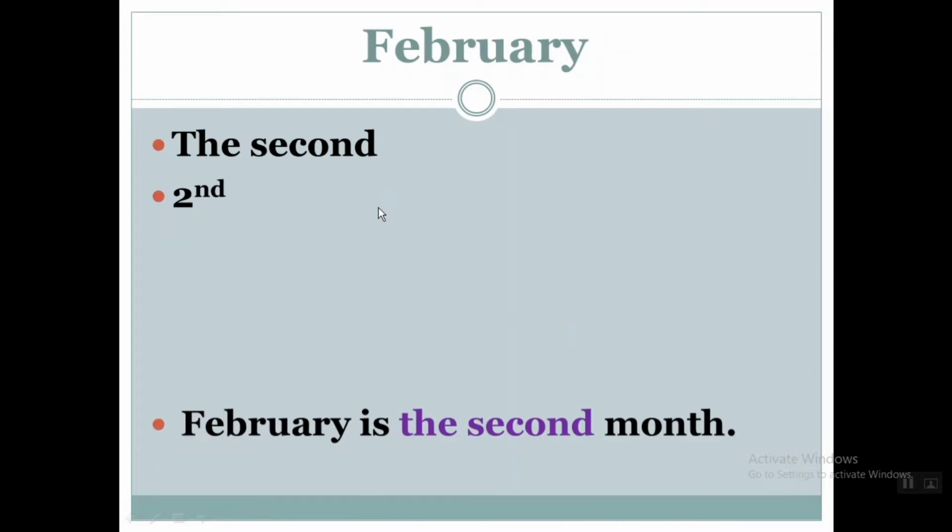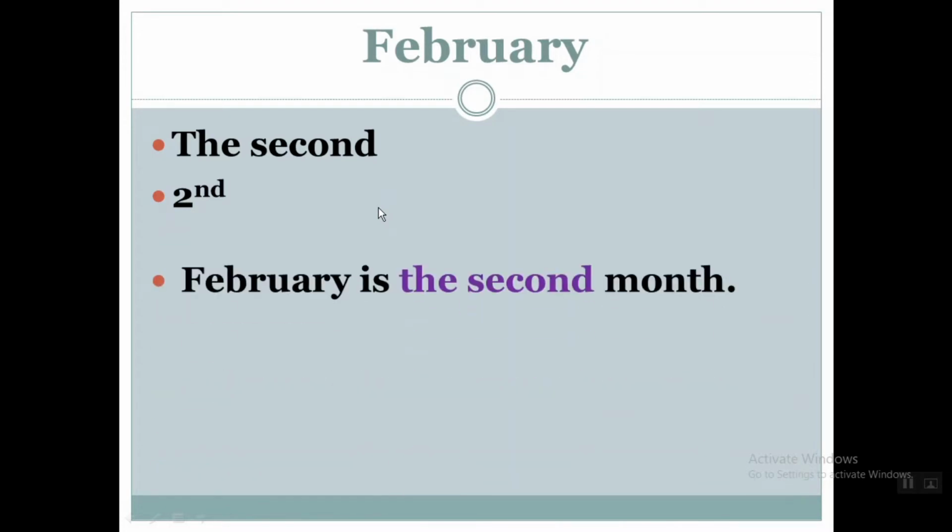It's February. Again, February. This is the second month. We can write the word the second like this, or we can write number two and the two letters ND, the last two letters of the word second. So February is the second month.